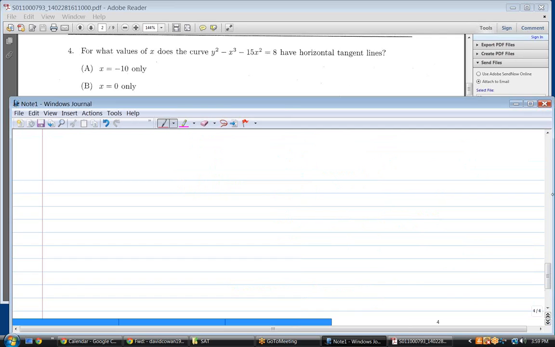For what value of x does that curve have horizontal tangent lines? Okay. How do we figure out where it has horizontal tangent lines? Don't we take the derivative and set it equal to 0? But how do we take the derivative of this? Do we take the derivative of both? Let's take it implicitly. Yeah, that one.